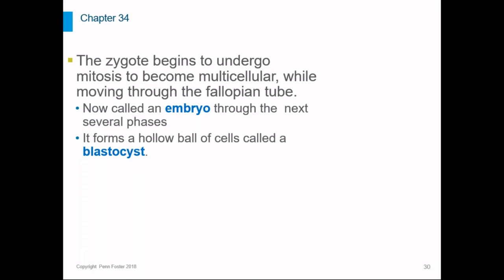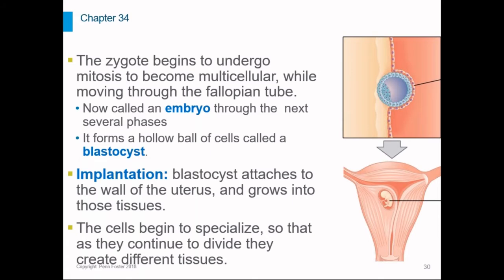First it forms a hollow ball called a blastocyst, and the blastocyst attaches to the wall of the uterus and grows into the tissues of the uterus lining, a process called implantation. The cells begin to specialize at this point so that as they continue to divide, they create different tissues.